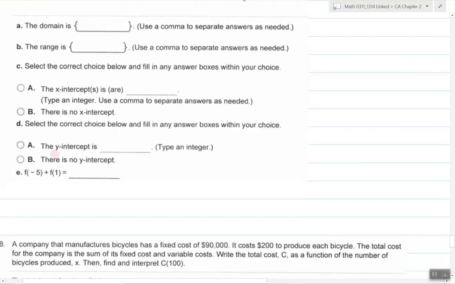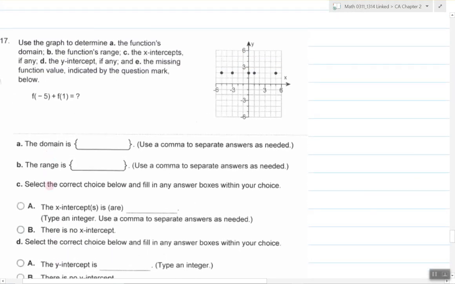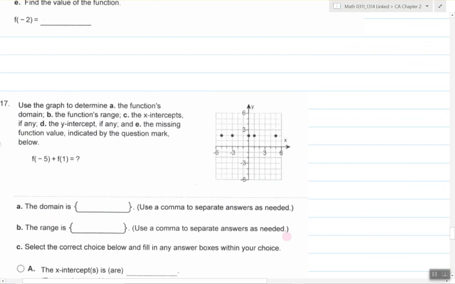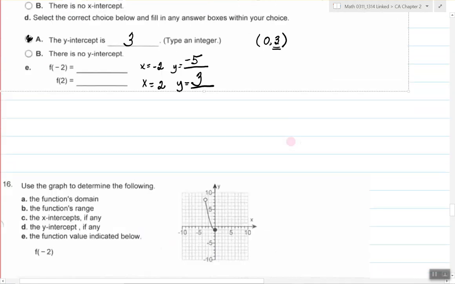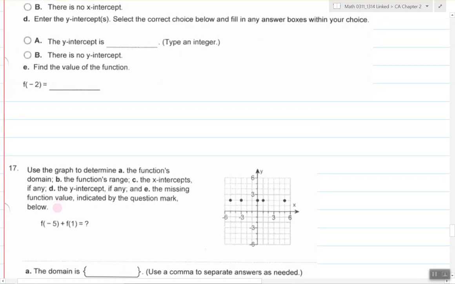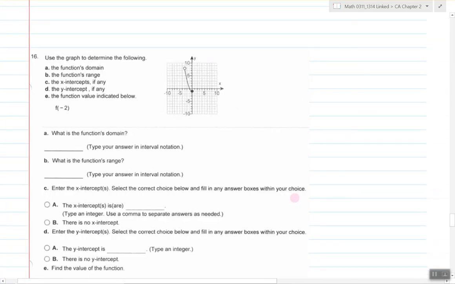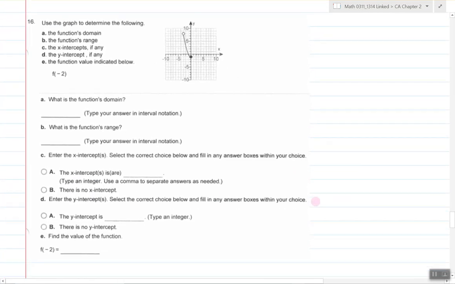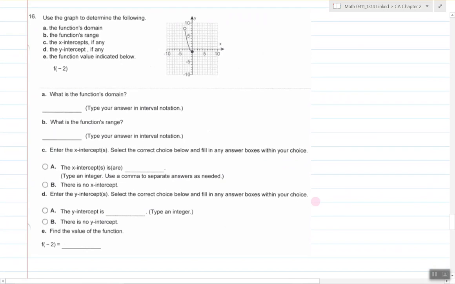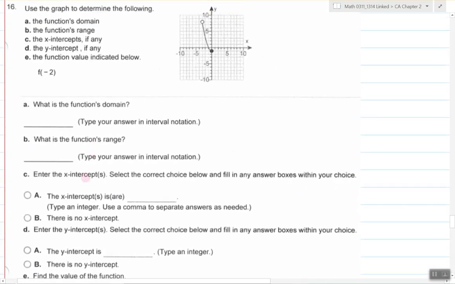All right, let's do that again with another graph. Oops, I'm just hopping around here. Wait, slow down. There it is. Number 16. It asks the same questions. All right, looking at this graph, let me enlarge it a little bit.